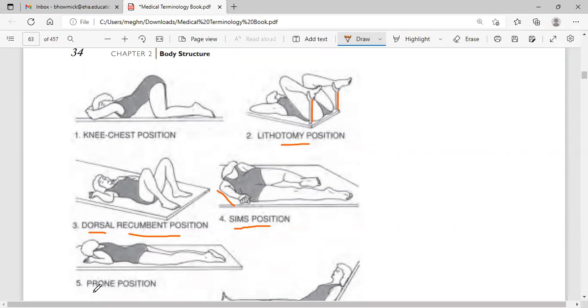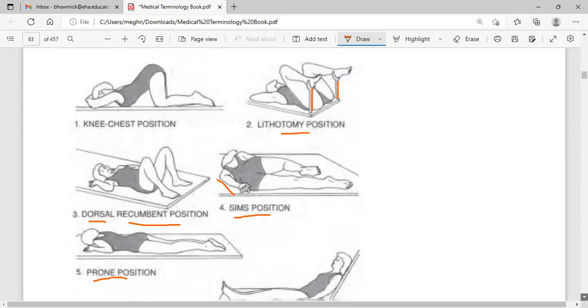And this one is the prone position. The patient is asked to lie flat on the abdomen with the head turned slightly to the side. The arms are extended above the head and alongside the body. The prone position is used to examine the back, spine, and lower extremities.